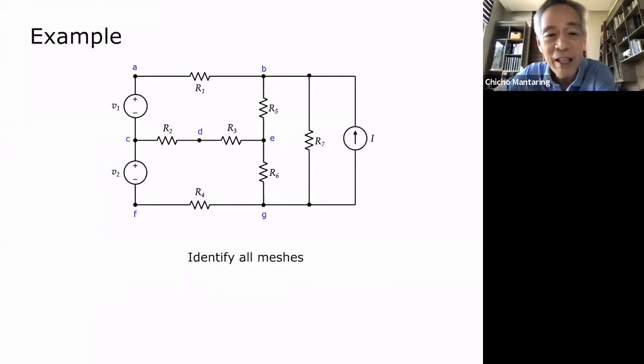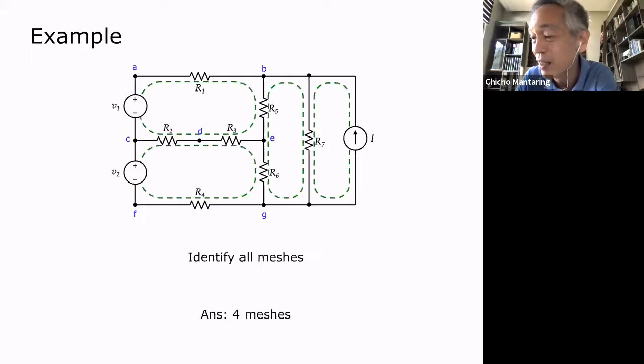Ito, iba to. Identify all the meshes. How many meshes are there? Okay, this one is right. There are only 4 meshes. No? Sabi ni Nuremberg, there are only 4 meshes. Ano yung meshes natin dito? Ito yung 4 na meshes. What is a mesh? A mesh is a loop that does not contain any loop within it. A loop that does not contain any loop within it.